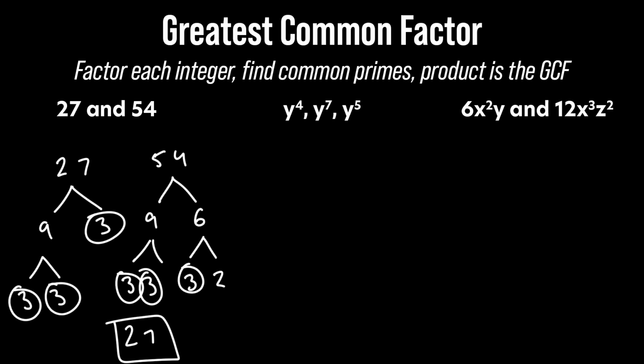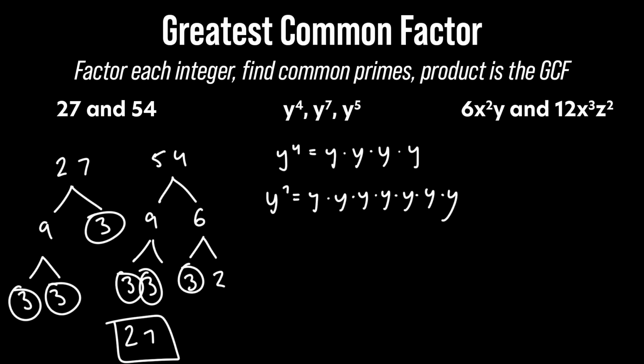Next, let's try the second one: y to the 4th, y to the 7th, and y to the 5th. Well, let's break apart each of these y's. First, we have y to the 4th, which consists of y times y times y times y. Y to the 7th, that's going to be 7 of them. And y to the 5th is going to be 5 of them.